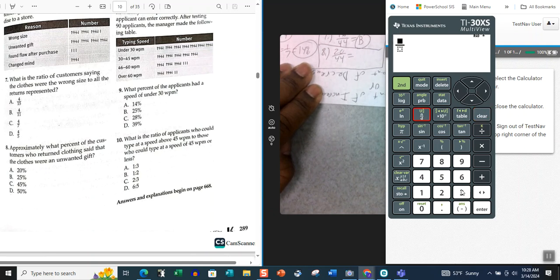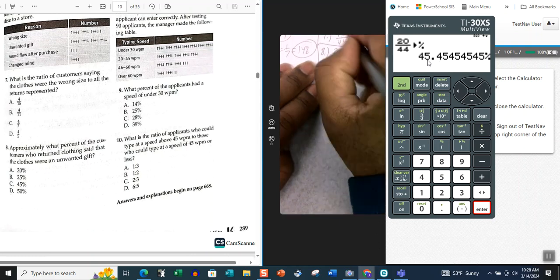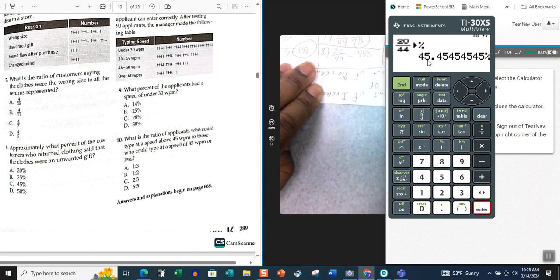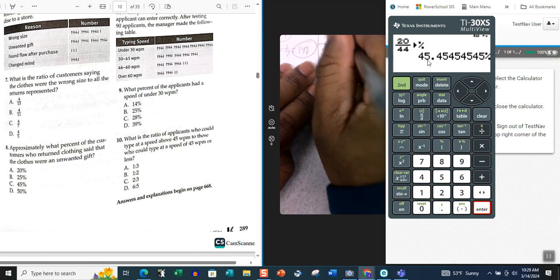So we'll hit N over D, we'll hit 20, down arrow 44, hit the right arrow, and press second, and then a close parenthesis, and press enter. Now, of course, they want us to round it to the nearest whole percent, because as you see your answers here, they're whole percentage answers. So this right here, we'll look one digit behind the decimal. That is 0 to 4, so we will leave this as 45%. And our answer for 45% would be C.